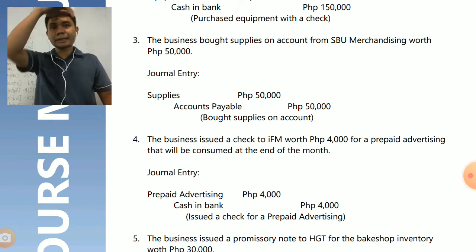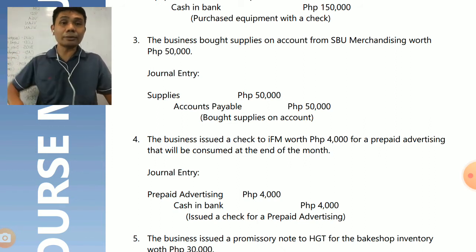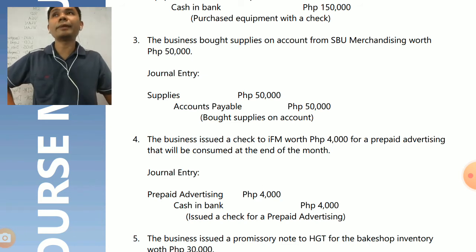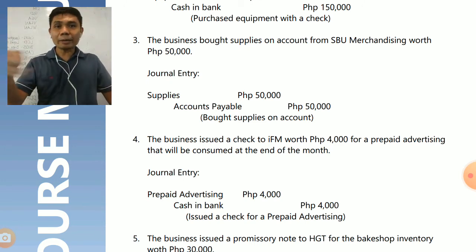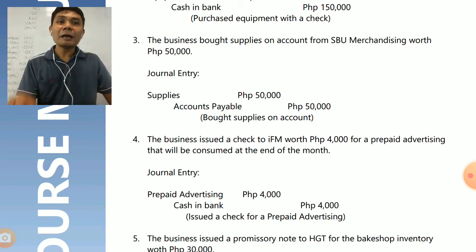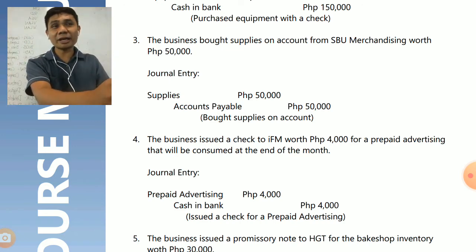The business bought supplies on account from SBU merchandising worth 50,000. So, una, ang importante nga words ang basahon dayon sa transaction. Bought, meaning palit. Di ba? On account, palit ka pero utang. Pero sa Bisaya, sa English lahi man ang kahulogan. Kung bought, it is not necessarily cash ang gibayad. It could be bought through an account, meaning utang, sa Bisaya, kay rigid man ang atong language.